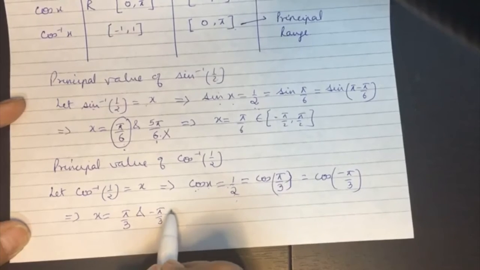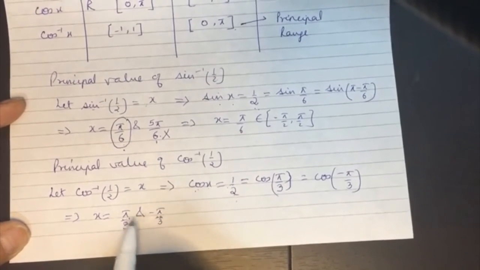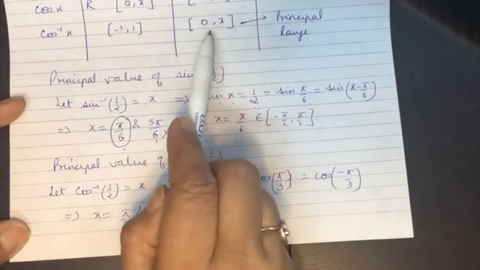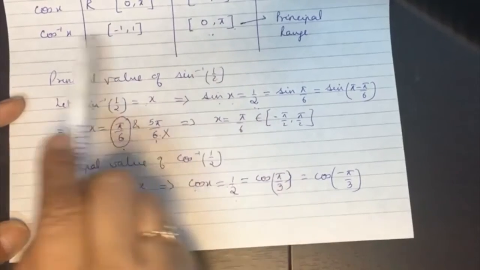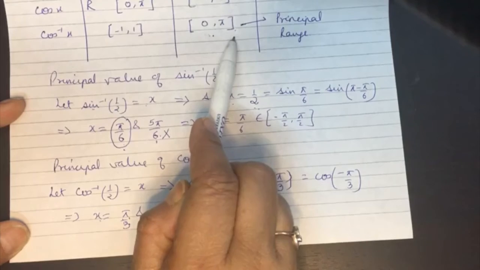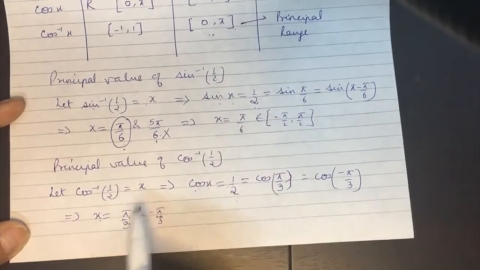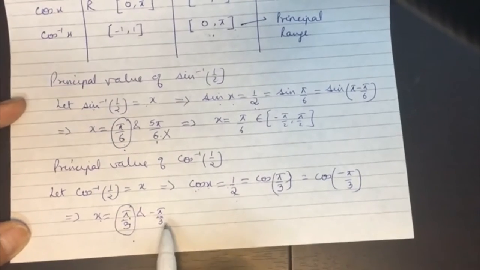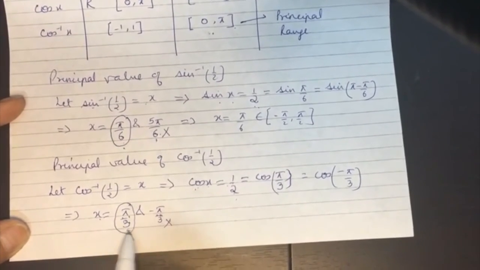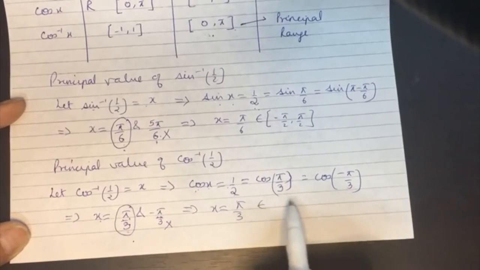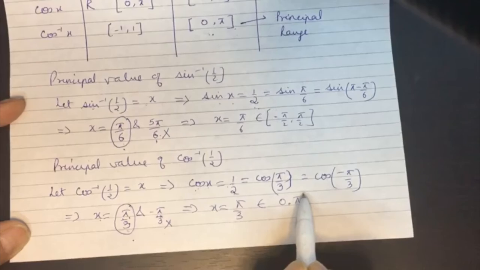And now again we have to choose that value of x which belongs to the principal range. The principal range of cos inverse is 0 to pi, meaning first and second quadrants. And so the value which satisfies this is pi by 3. So we drop the other value and report the answer as x equal to pi by 3, which belongs to 0 to pi.